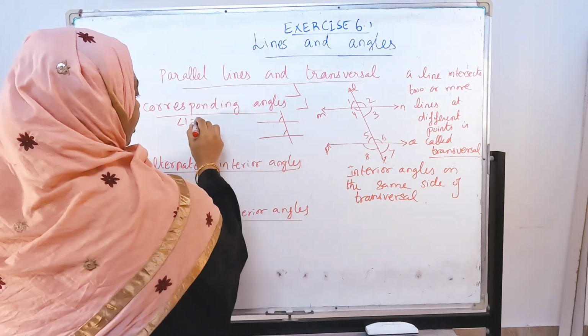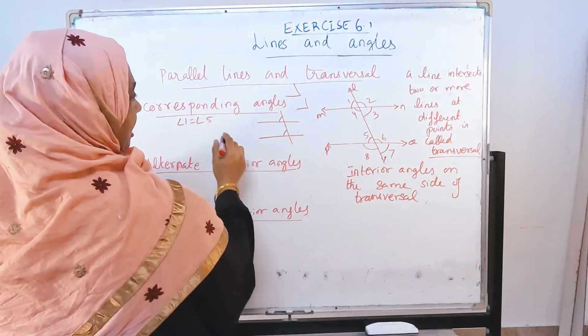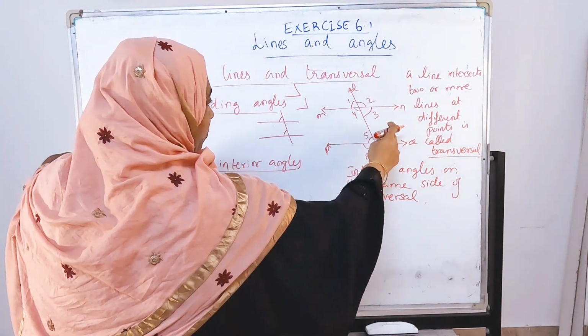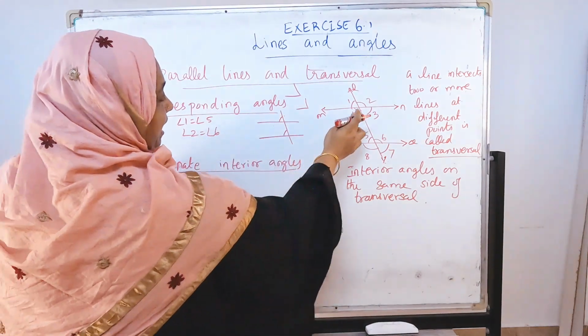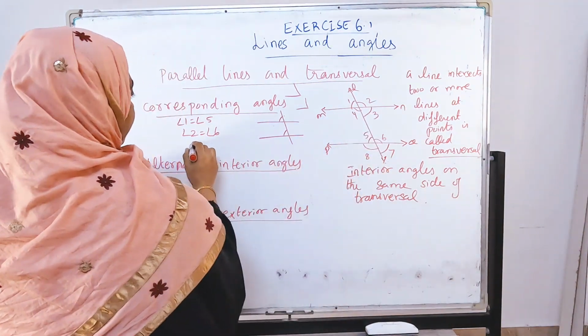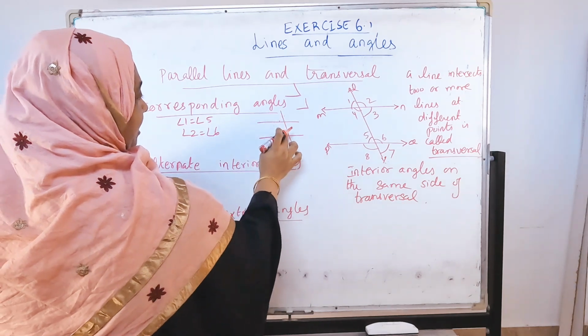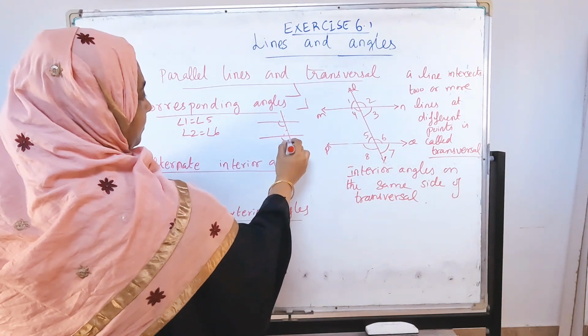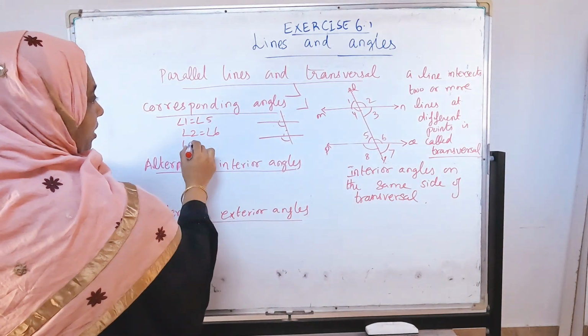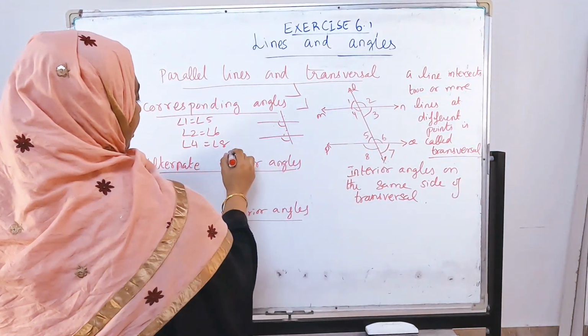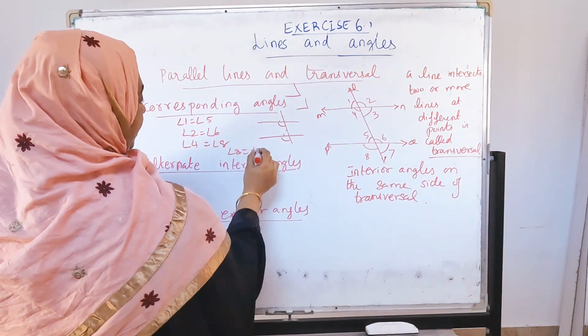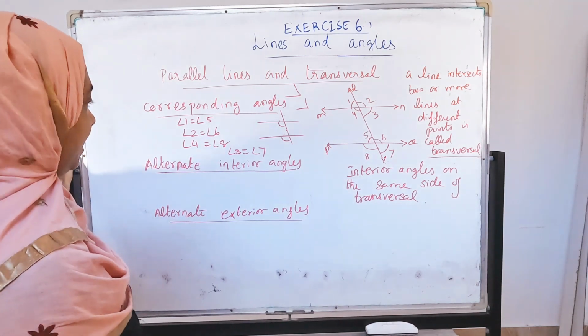So angle 1 and 5 are equal, and angle 2 and 6 are equal. Then angle 4 and 8 are equal, and angle 3 and 7 are equal. These are all corresponding angles.